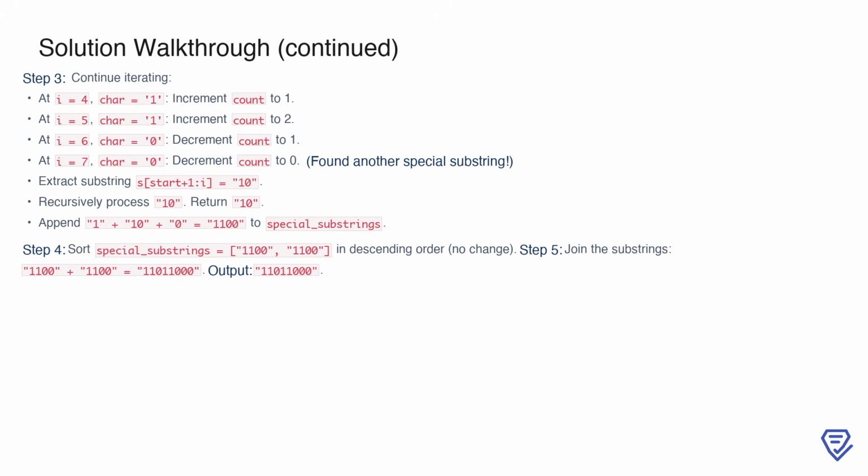Now, the iteration continues from where we left off. At index 4, the character is 1, so we increment count to 1. At index 5, another 1 increases count to 2.